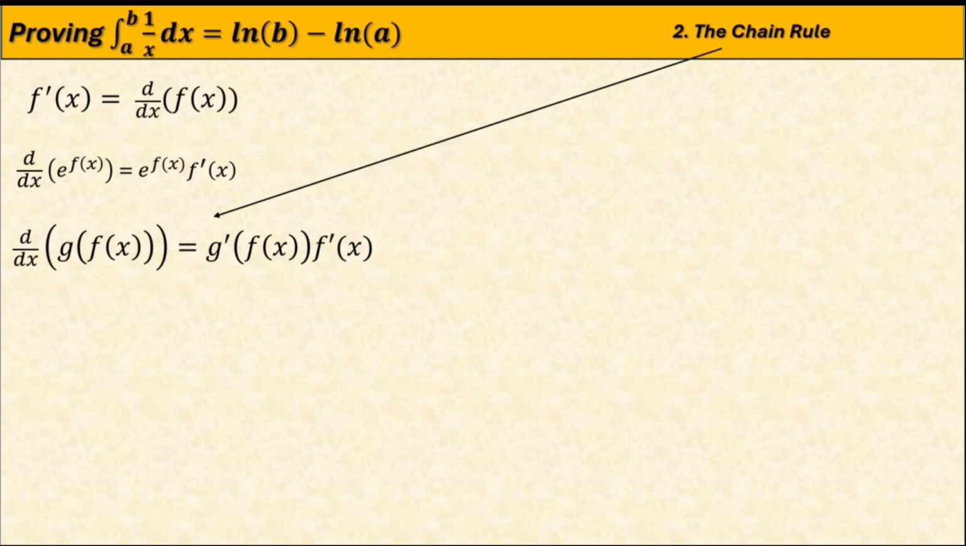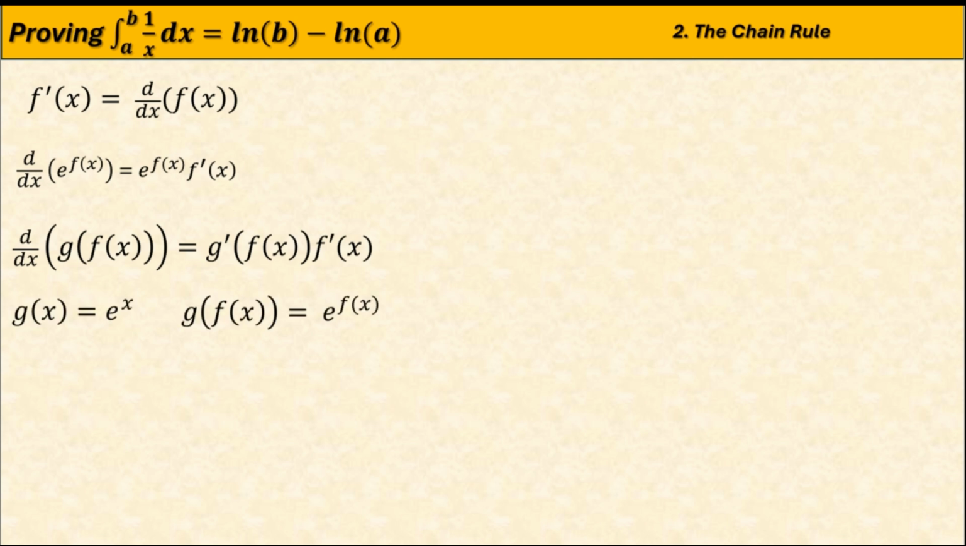The chain rule states that the derivative of g of f of x, where g of x and f of x are both functions, is equal to g derivative of f of x multiplied by the derivative of f of x. This is a common rule in calculus. Here we are going to use e to the x as our g of x, which means that g of f of x is going to be e to the f of x.